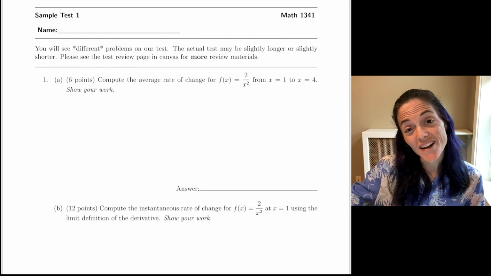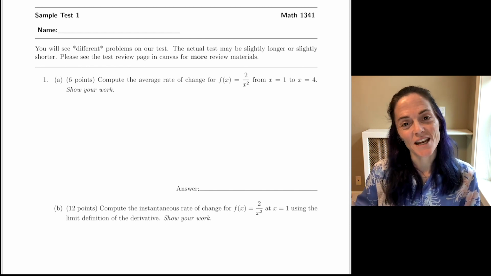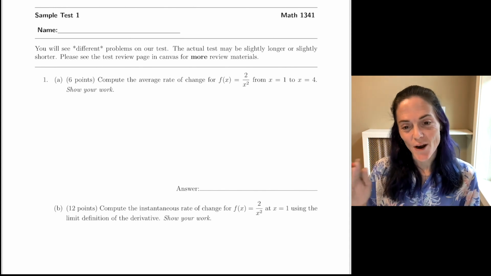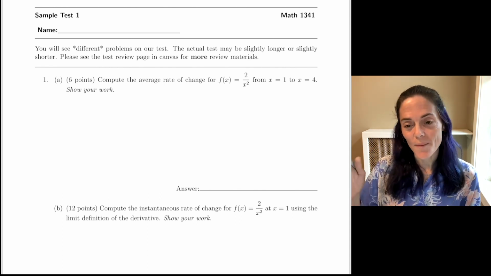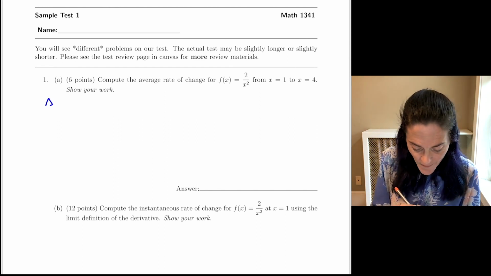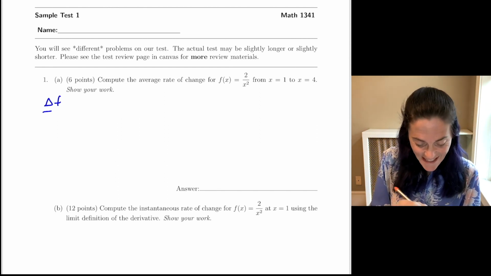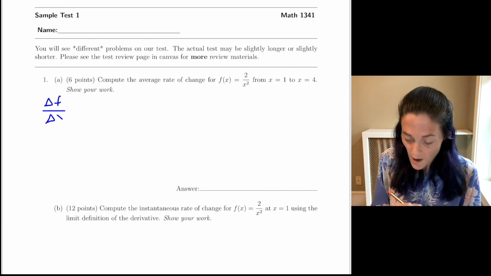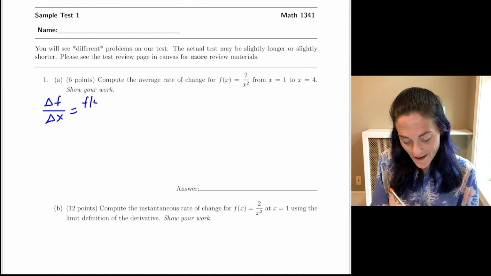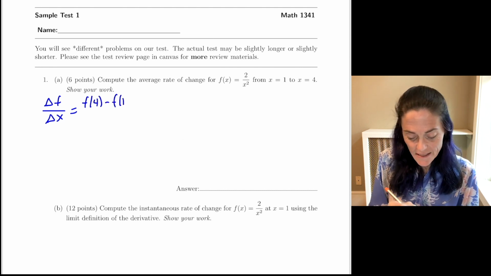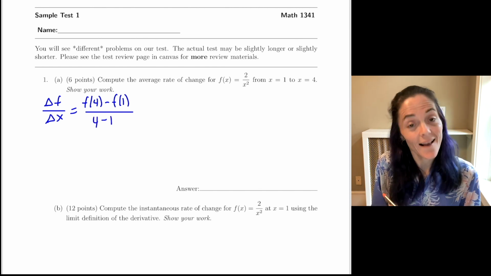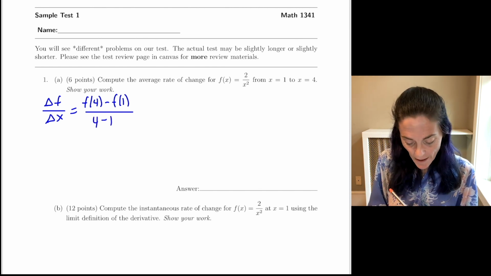We have an average rate of change and instantaneous rate of change question. We want the average rate of change for f of x is 2 over x squared from x equals 1 to x equals 4. This is change in f divided by change in x. And going from 1 to 4, this would be f of 4 minus f of 1, divided by 4 minus 1.